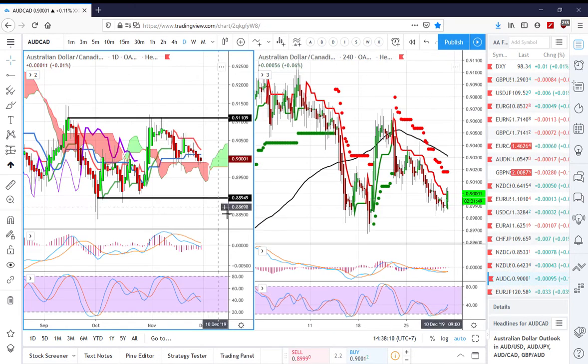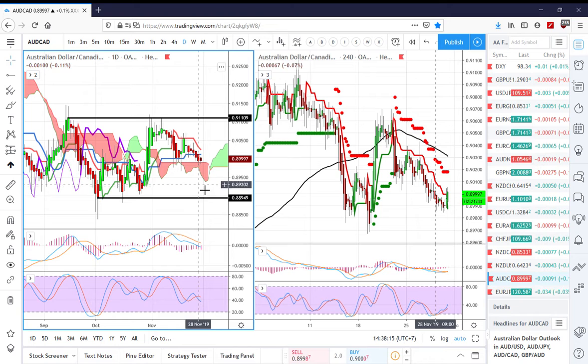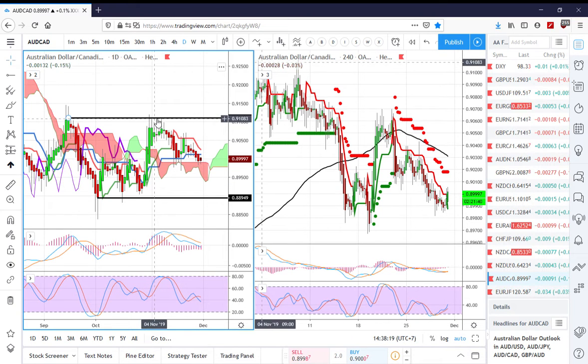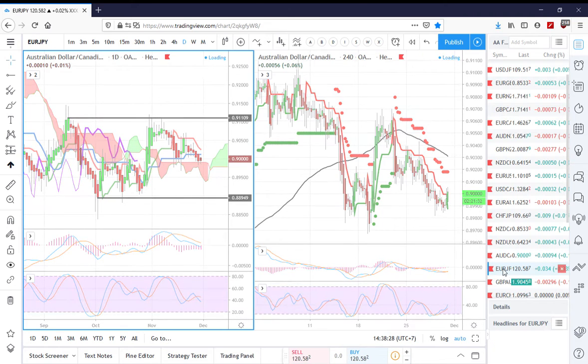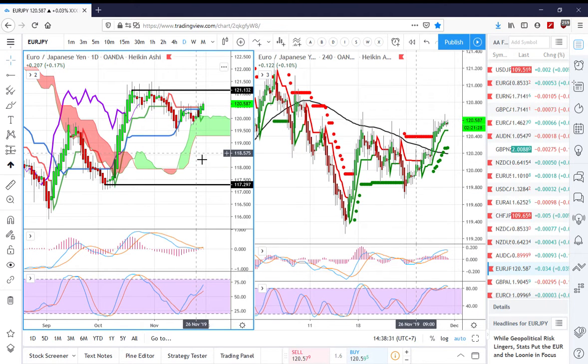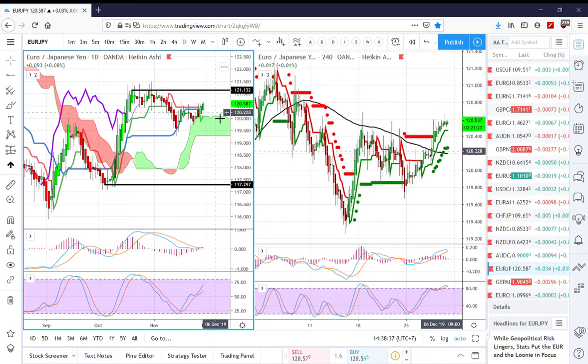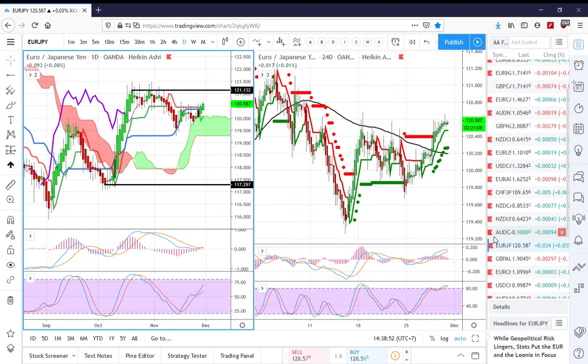Australian dollar CAD is another distribution, and on the daily there it's rejected off that resistance and turned back down. So you've got a nice move back to the downside. Euro Jappy is kind of a distribution here at the moment, but it's just a bit of a ranging condition with the target up to the resistance there, but I'm not sure what that's doing at the moment.